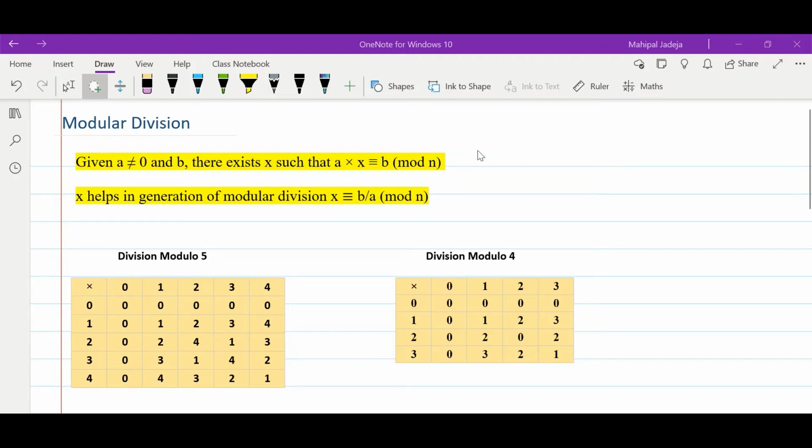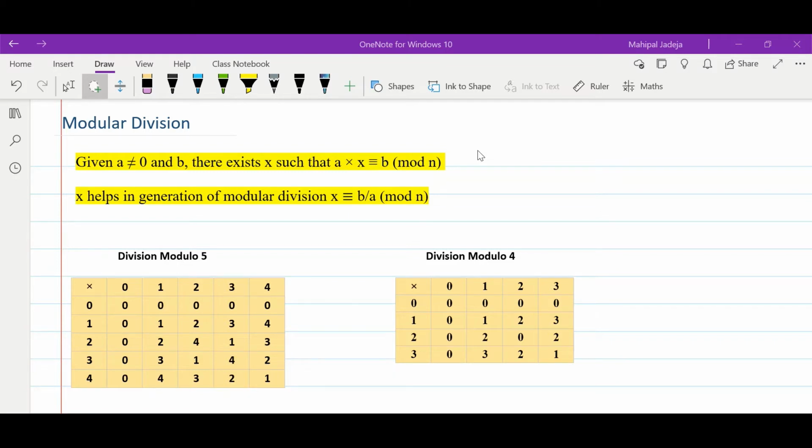Hello friends, in this video we will talk about multiplicative inverse, but before that let's talk about modular division. So the definition says: given a is not equal to 0 and b, there exists x such that a times x is congruent to b mod n.